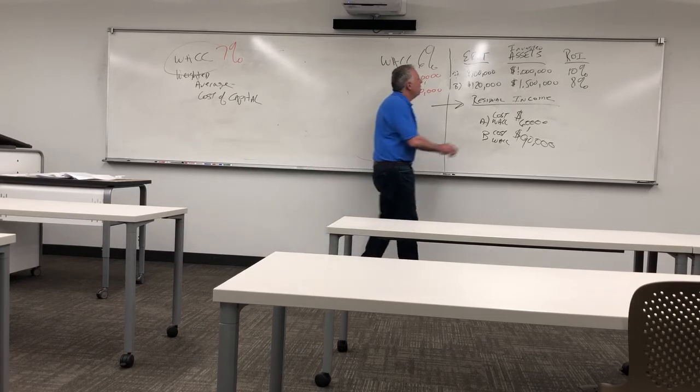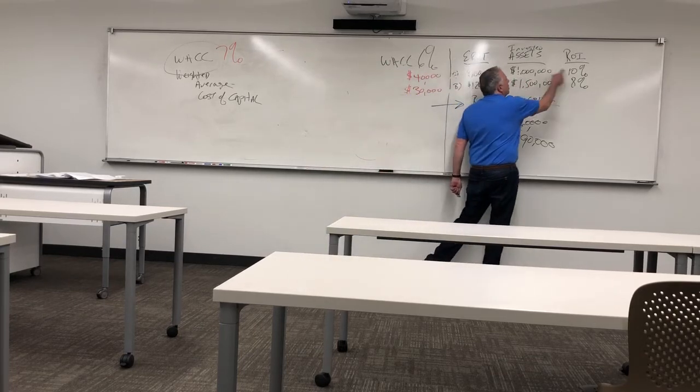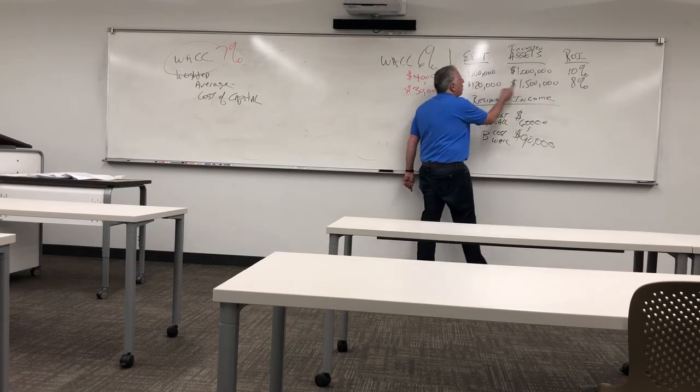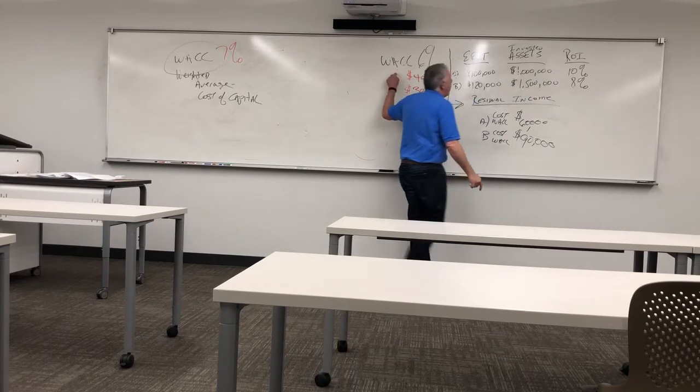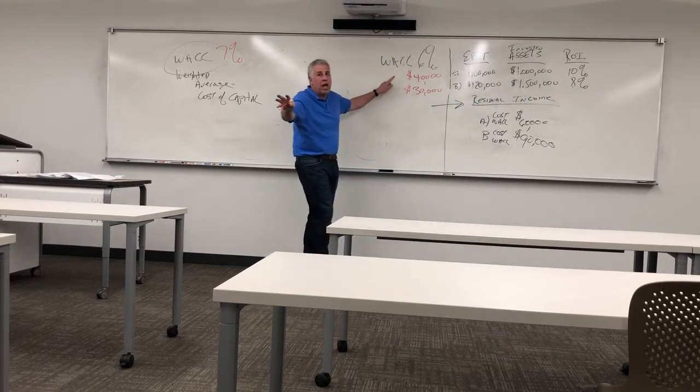How did we get here? 100 grand over $1 million is 10%. 120 over $1.5 million, 8% ROI. Both of these are better than WACC. Both departments are doing a good job.